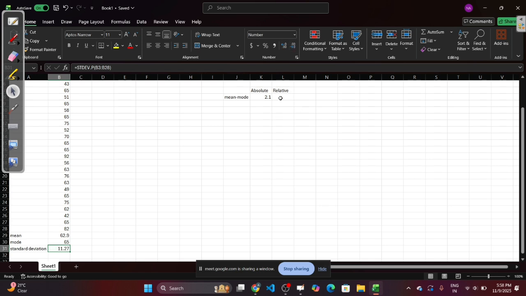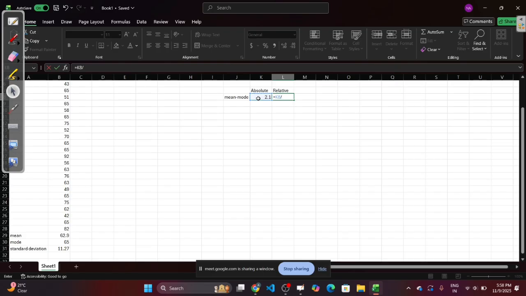27. So what is the formula? Mean minus mode divided by standard deviation. So the mean minus mode value is this, divided by standard deviation 11.27. Excuse me ma'am, in absolute the mean is 62.9 and mode is 65, so shouldn't it be negative, -2.1? Yes, it will be negative. I had written 65 earlier by mistake. You are right, I will fix it.